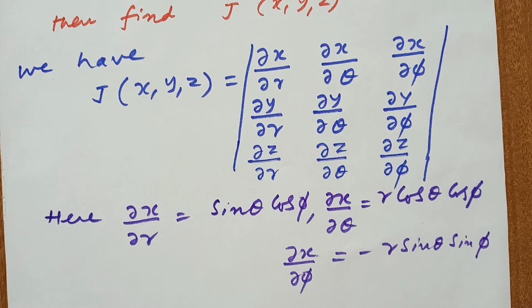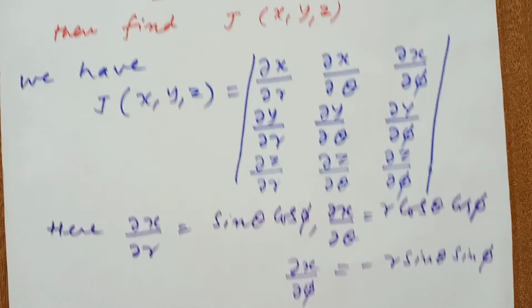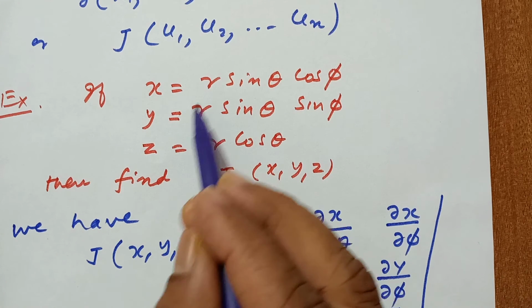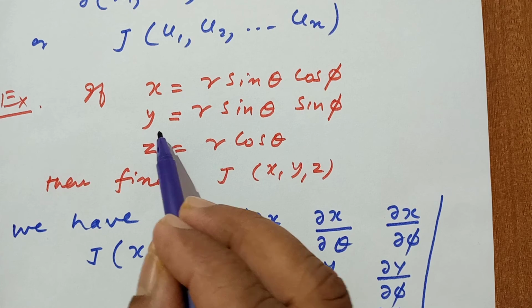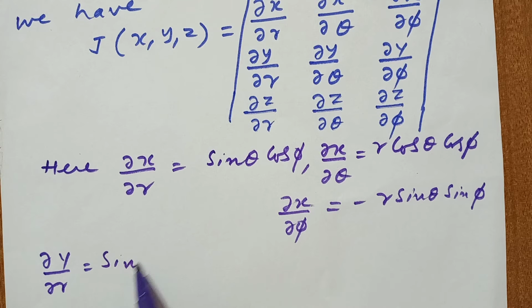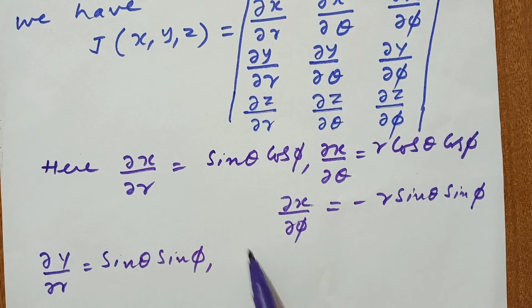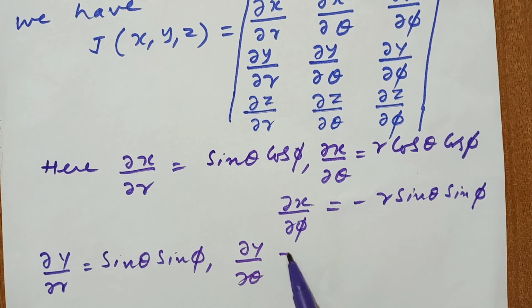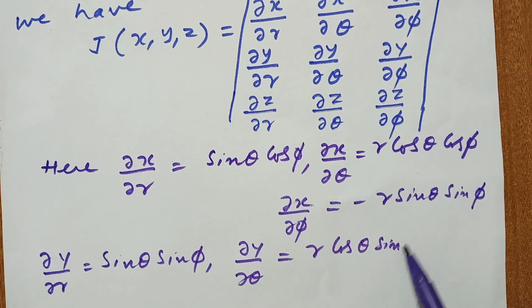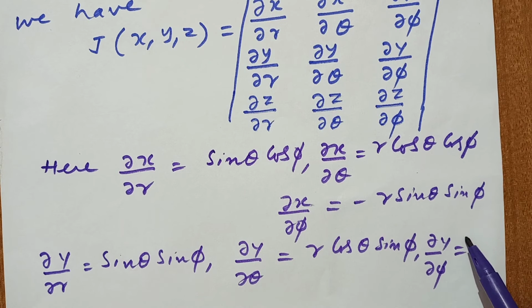Okay, now del y upon del r. So del y upon del r, here sin theta sin phi is constant, differentiation of r is 1, so del y upon del r is equal to sin theta sin phi. Del y upon del theta is equal to r cos theta sin phi. Del y upon del phi is equal to r sin theta cos phi.